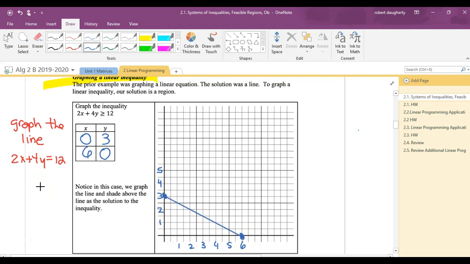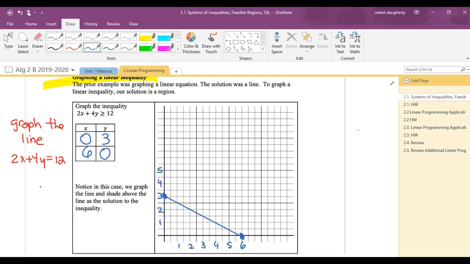Now, what do I do next? Yeah, I'm either going to shade above this line or below this line. What do you think I'm going to do? So typically what you're asked to do is pick a test point. What's the point that they typically let you pick? What's the easiest number to pick? 0, 0. If you were to plug in a 0 and a 0 here, is 0 greater than or equal to 12? No. So 0 is not part of the solution.